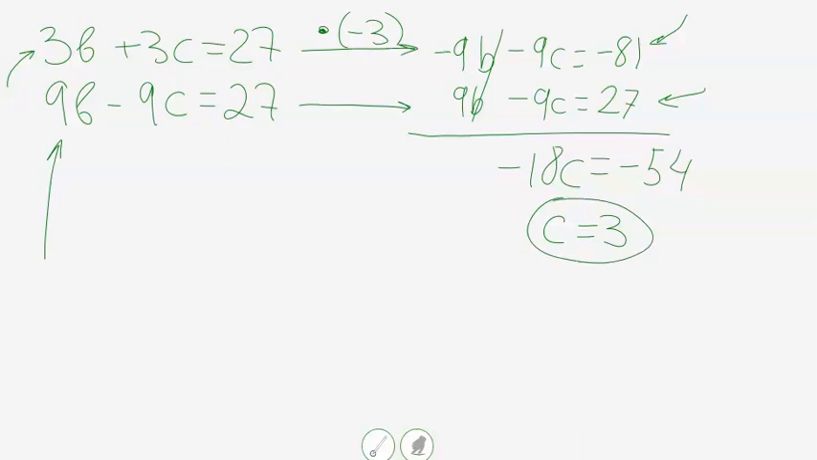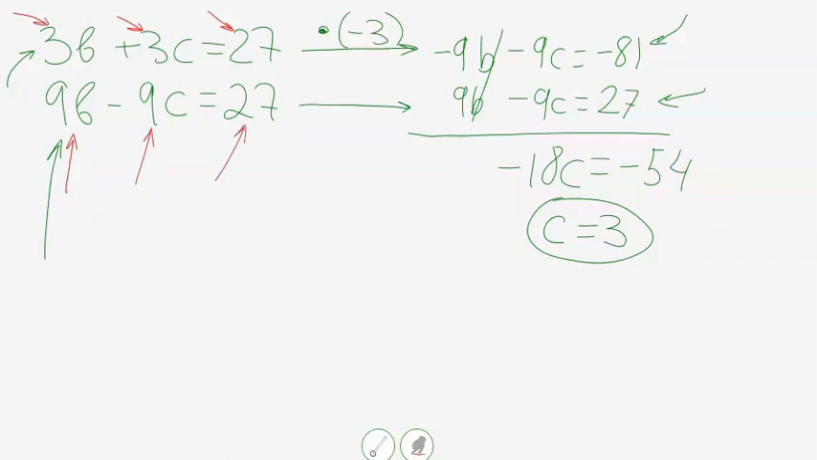Okay, now one more thing. What if, before even multiplying or doing anything, we just look at our equations and notice something? What if we notice that in the first equation, all coefficients are divisible by 3? Can we simplify the equation? Yes, you can. The second equation has coefficients all divisible by 9. We can also simplify.